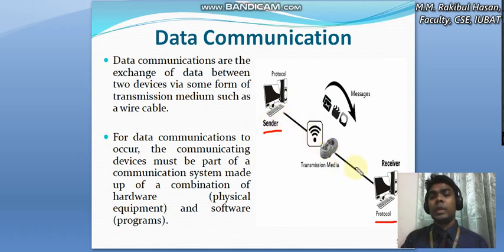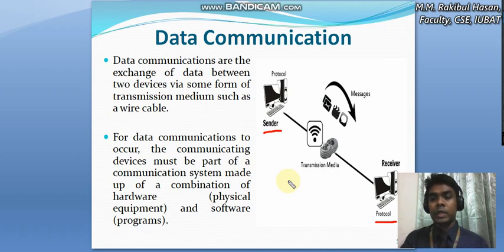And through this communication channel, what can I transmit? I can transmit messages. Messages might be of different forms, like text, audio, or video, right? So the main thing is that data communication means transferring data from one computer to another computer, one device to another device via a communication medium, right? And in the second point, they are mentioning one important point, that is your computer should be part of this network.